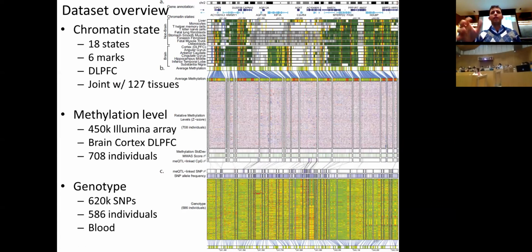So basically that's at the visual level. What are the data that we're looking at? Any questions so far? Yeah.